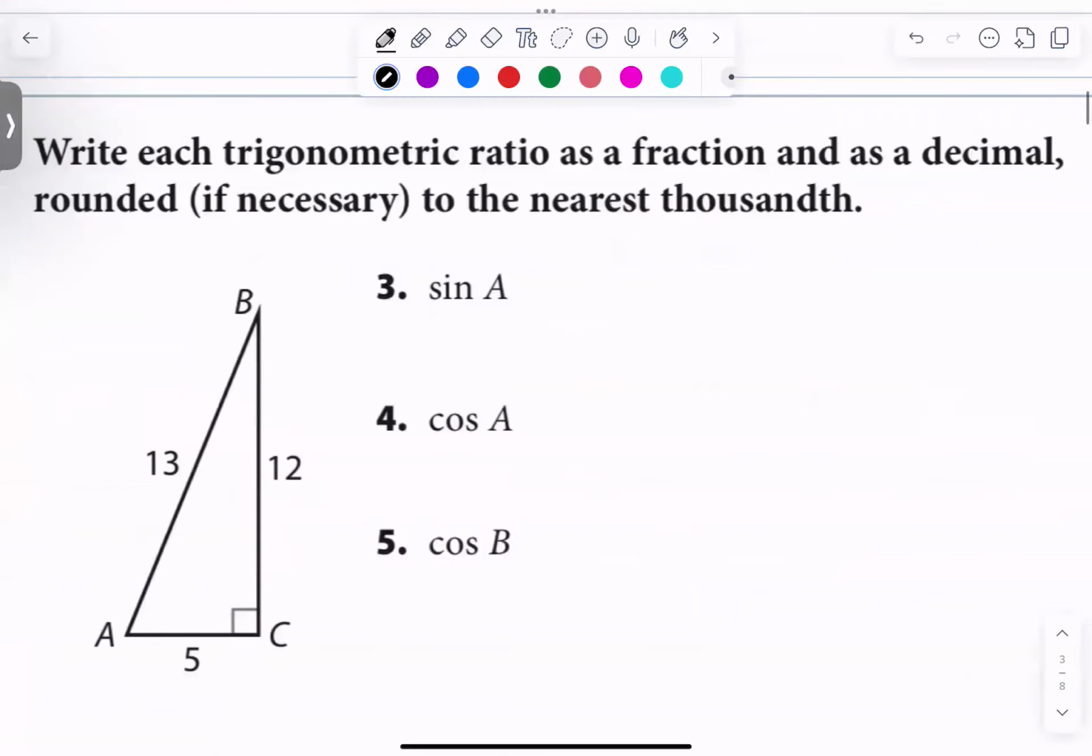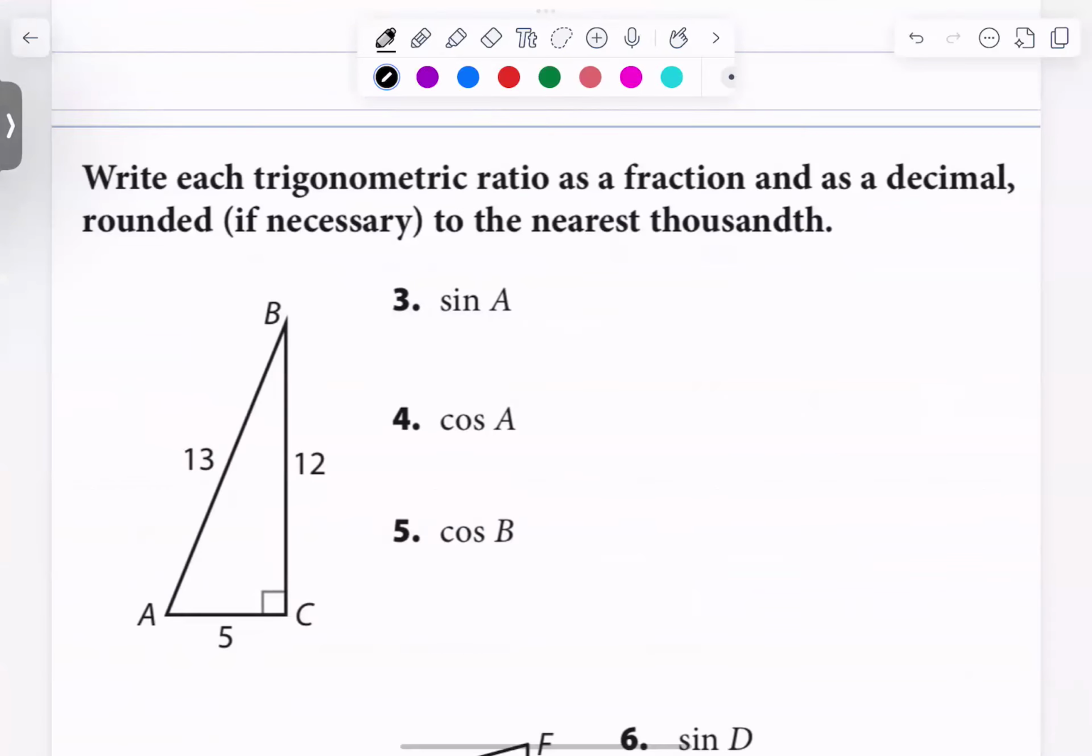On your calculator as well, actually, before your calculator, let's go on to this. Write each trigonometric ratio as a fraction and as a decimal, rounded if necessary to the nearest thousandth. For number 3, we have to figure out what sine of A is. We have to label our sides first. Opposite the 90-degree angle will be your hypotenuse, I'm just going to put H. Opposite angle A will be your opposite side. And then the last side is your adjacent side, right? So that's how we would label this in terms of angle A.